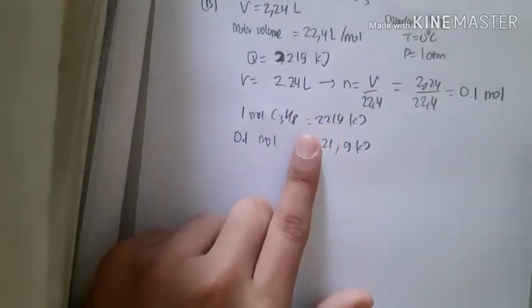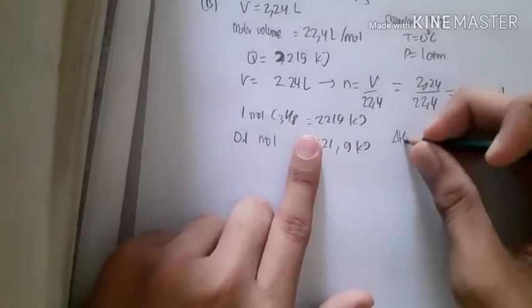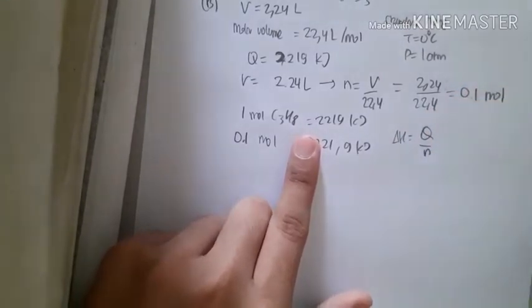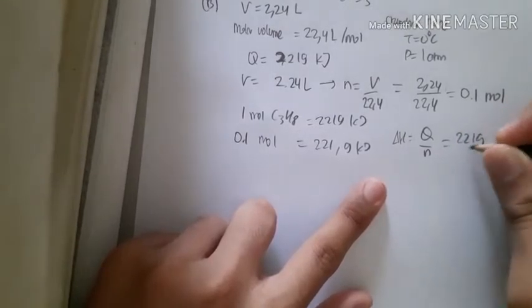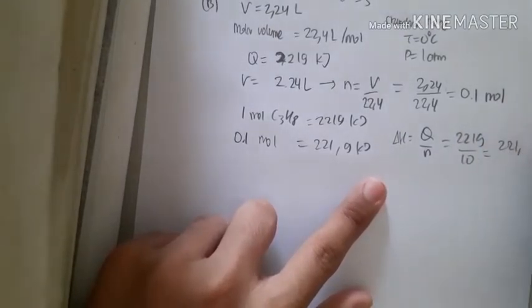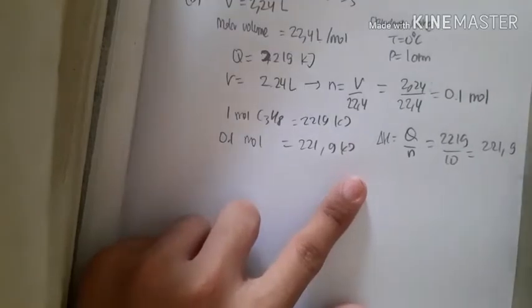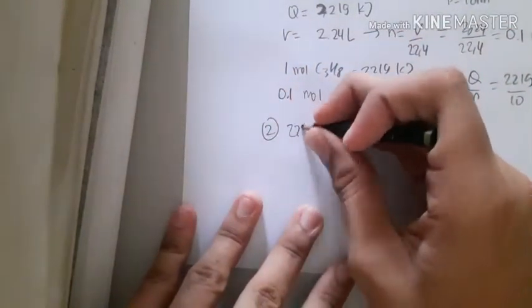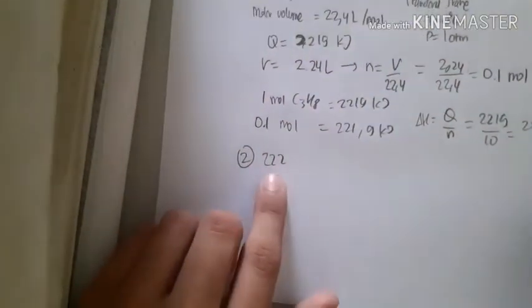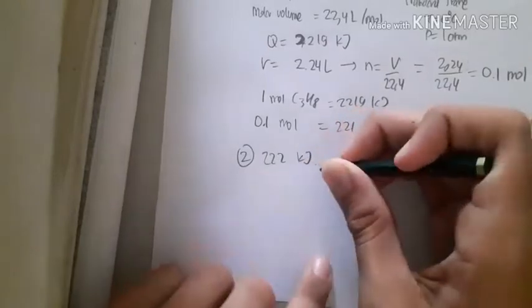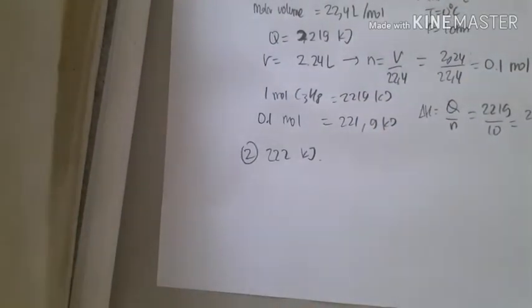Or you can use the formula, that is Q over n, right? That is 2219 over 10 is 221.9 kilojoule. So the answer is option 2, that is 222. It is just rounded up to 222. So the answer is option 2. Okay, so that is for Q5.